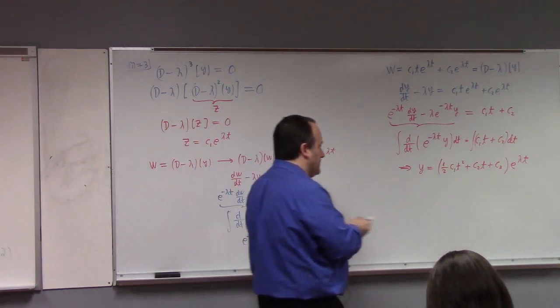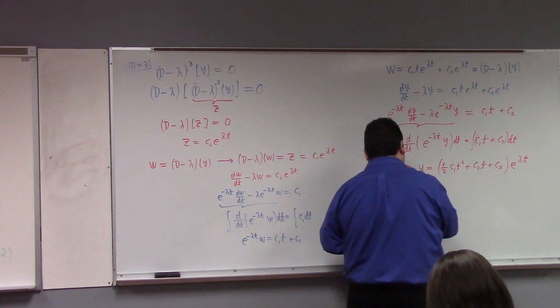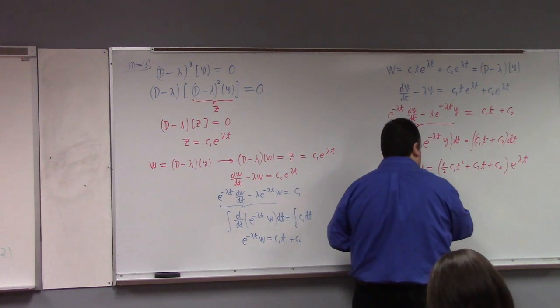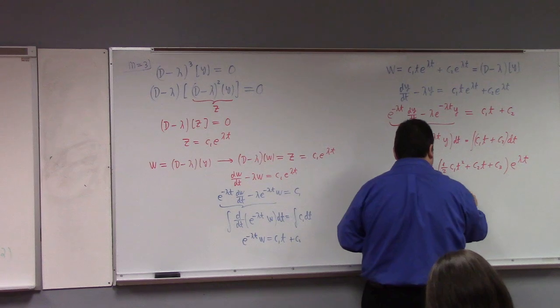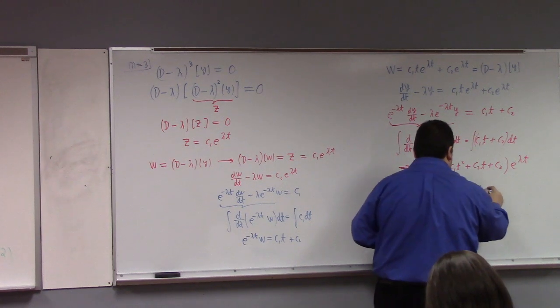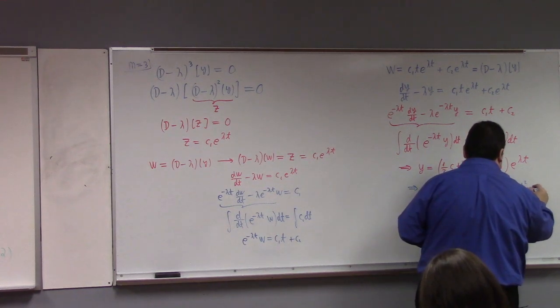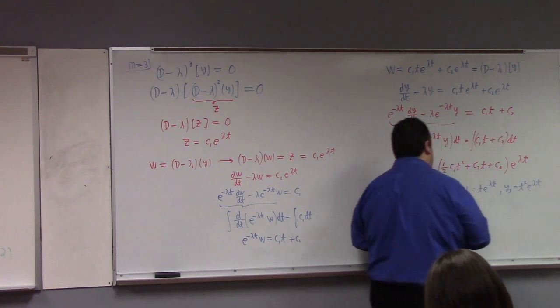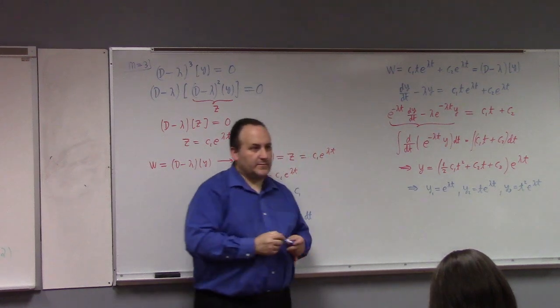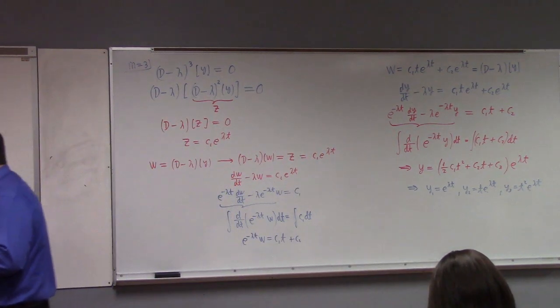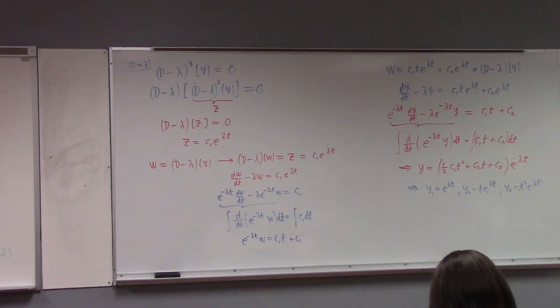Now, this tells me that I have y1 of e to the lambda t, I've got my y2 of t e to the lambda t, and y3 of t squared e to the lambda t as solutions, right? Any questions before I go on here?